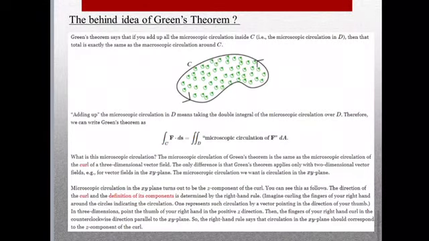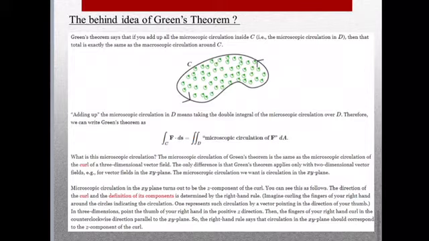Next, I would like to continue the presentation, and I would like to talk about the idea behind Green's theorem. Green's theorem says that if you add up all the microscopic circulation inside C, for example the microscopic circulation in D, the total is exactly the same as the macroscopic circulation around C. The region below shows that adding up all the microscopic circulation in D means taking the double integral of the microscopic circulation over D.